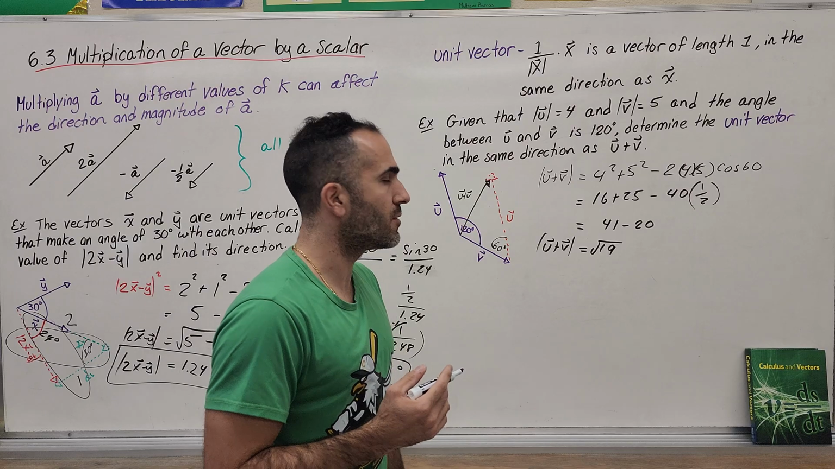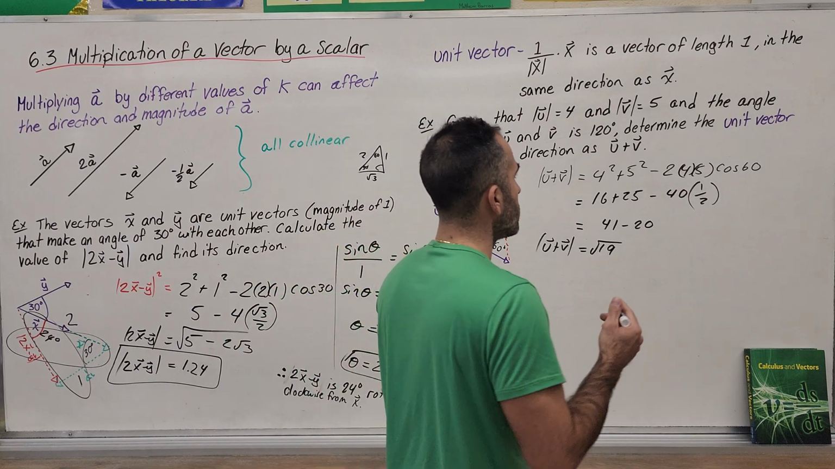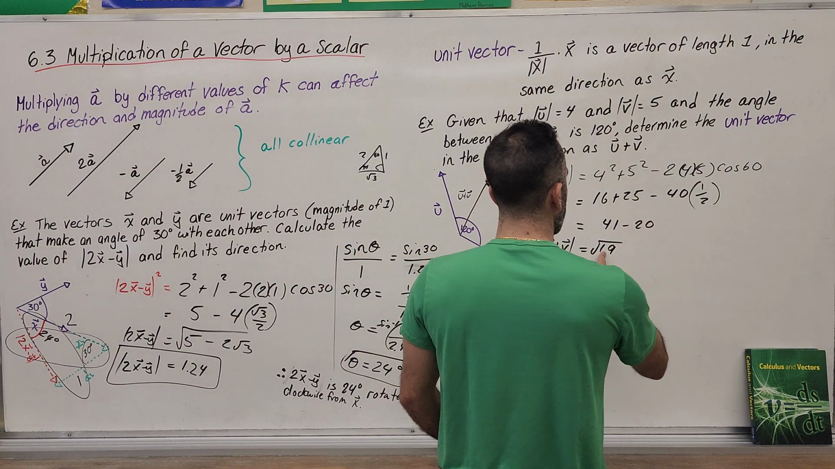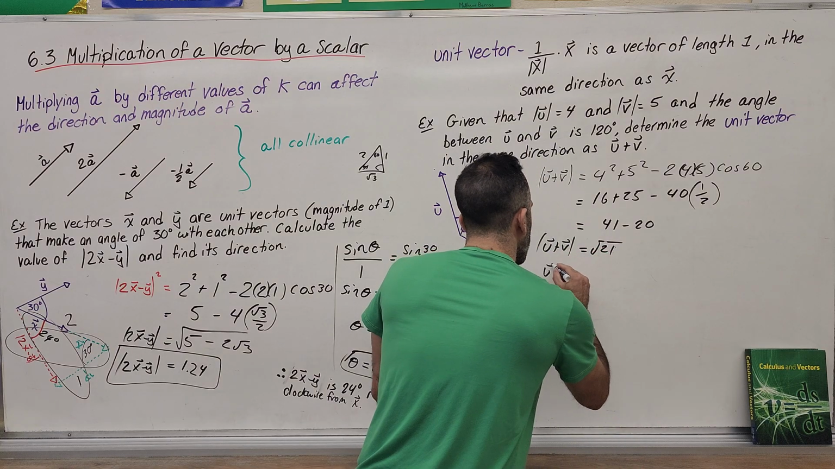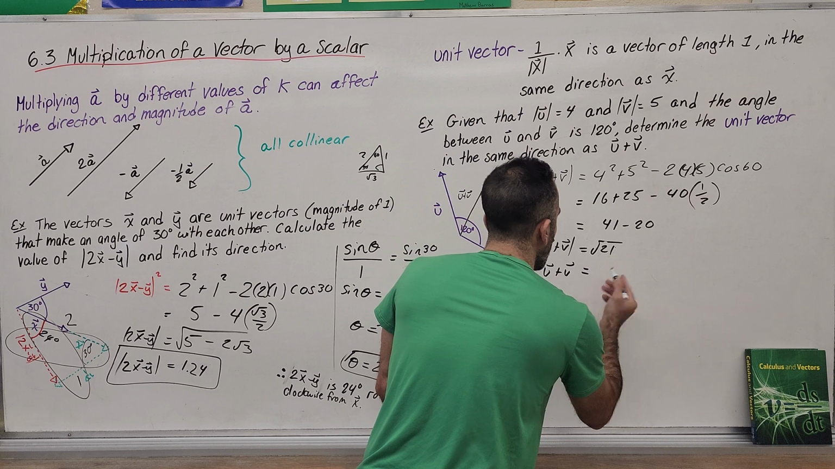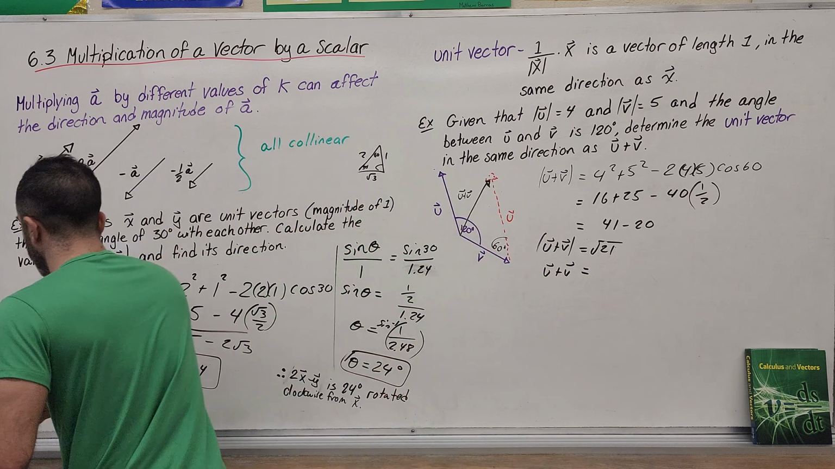Somebody? Root 19. It's 21, so 41 minus 20. Thank you, sir. Let's just keep it as root 21. Why would we change it?